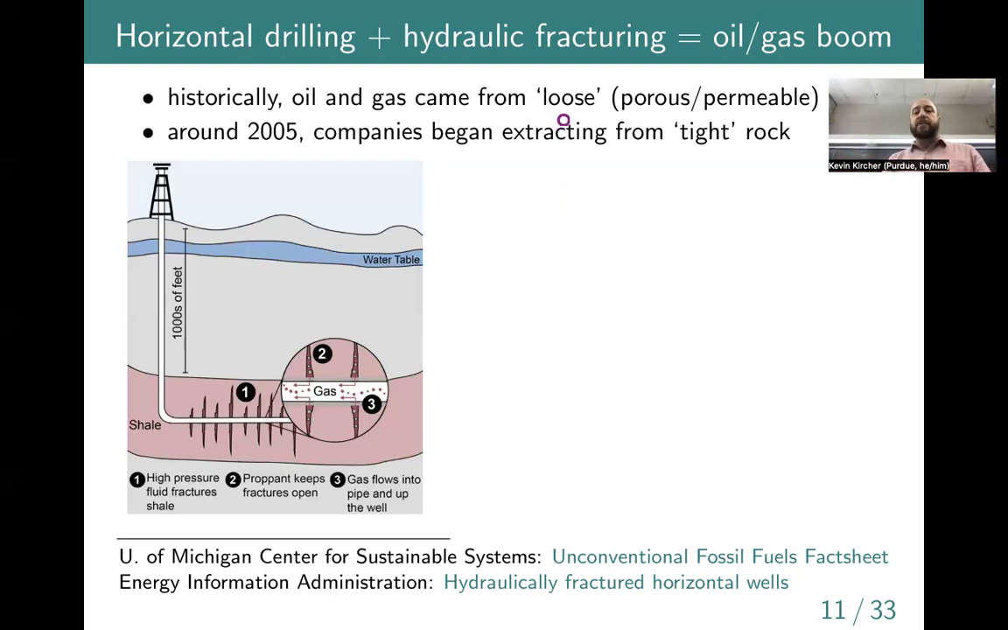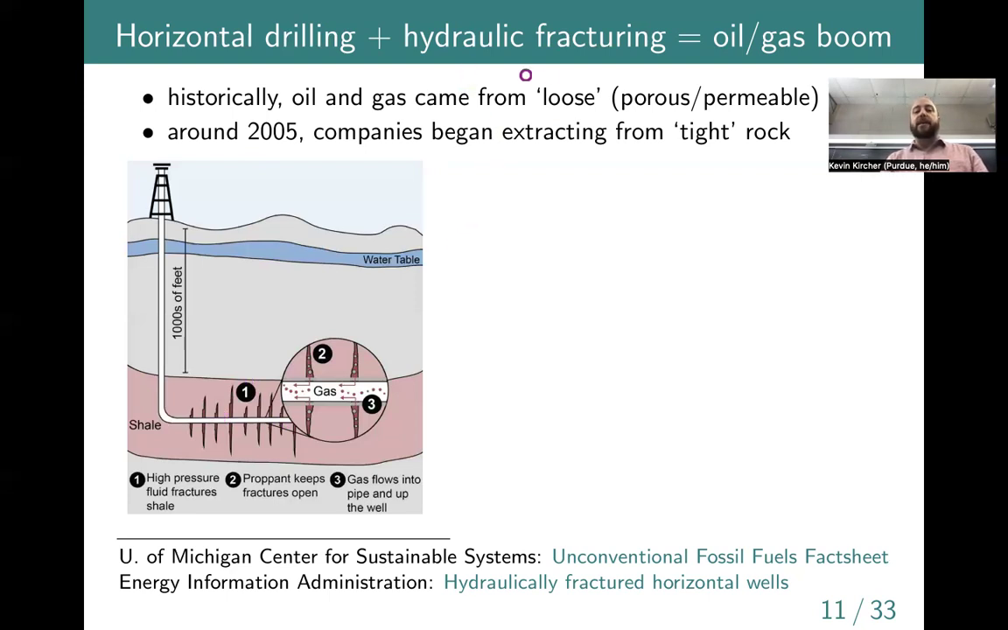But a lot of those resources were very ample in the early 1900s and became more and more scarce as we extracted more and more of the fossil fuel from them over the years. But then this innovation around 2005 was basically two things. One is that companies learned how to drill horizontally. That was not easy to do technologically before about the year 2000.